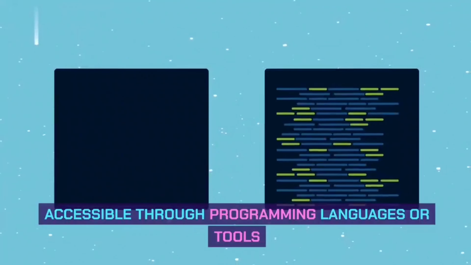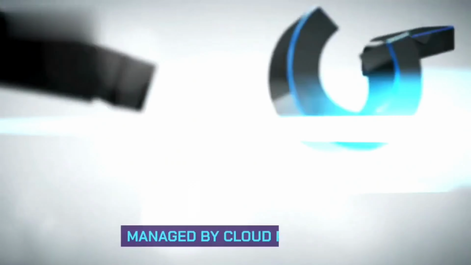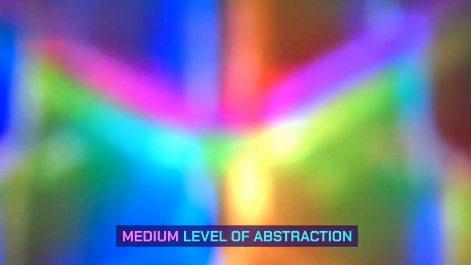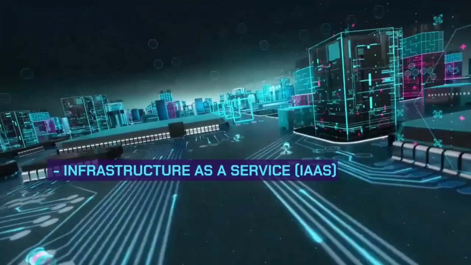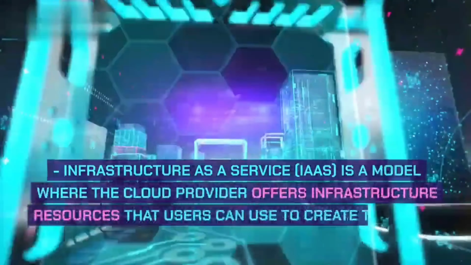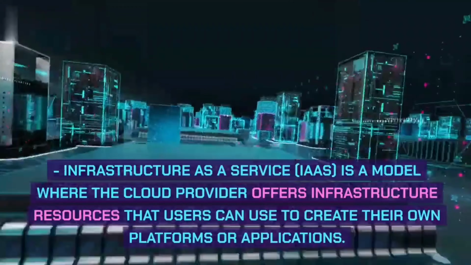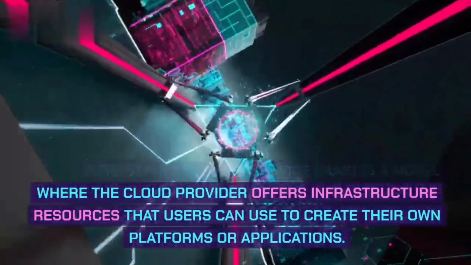High level of abstraction. Accessible through programming languages or tools. Managed by cloud provider. Pay per use. Medium level of abstraction. Infrastructure as a Service, IaaS, is a model where the cloud provider offers infrastructure resources that users can use to create their own platforms or applications.